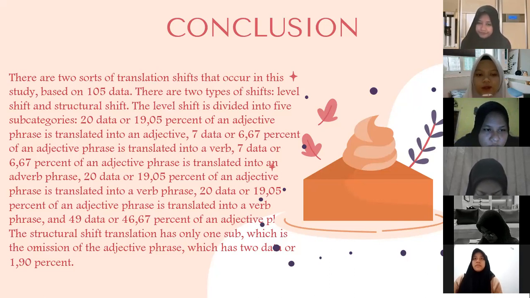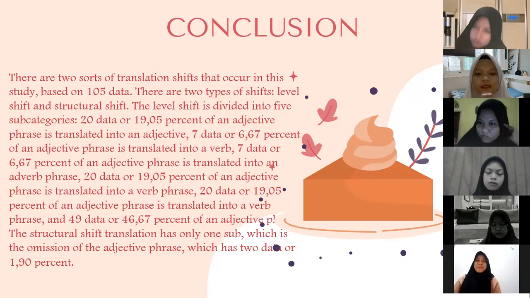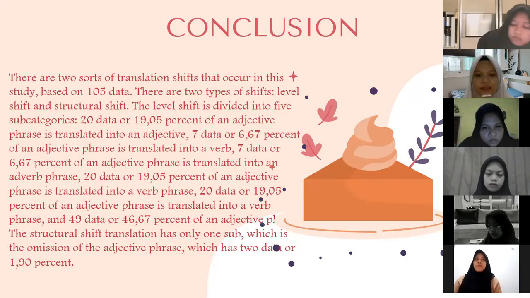There are 20 data or 19.5% of an adjective phrase is translated into an adjective. 7 data or 6.67% of an adjective phrase is translated into a verb. 7 data or 6.67% of an adjective phrase is translated into an adverb phrase.